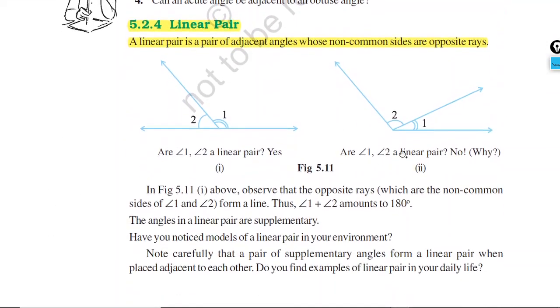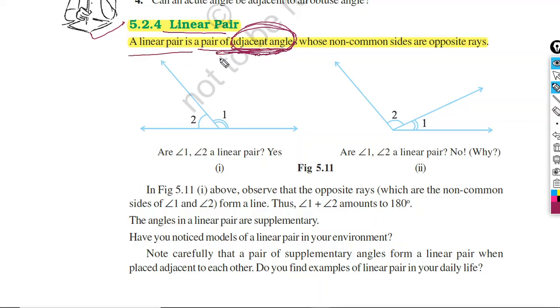Okay, another concept is there. This is linear pair. What is linear pair? A linear pair is a pair of adjacent angles. Remember, note it. They are a pair of adjacent angles. So in order to be a linear pair, the angles must be adjacent angles first. So a linear pair is a pair of adjacent angles whose non-common sides are opposite rays.